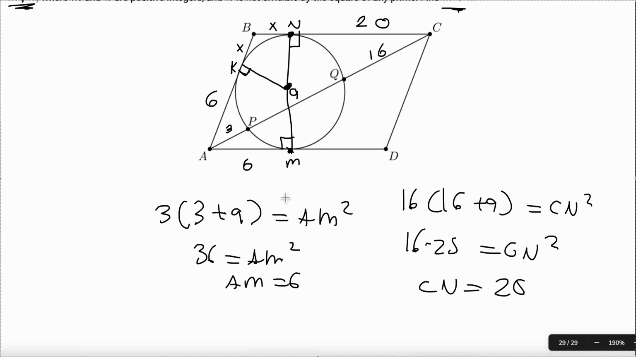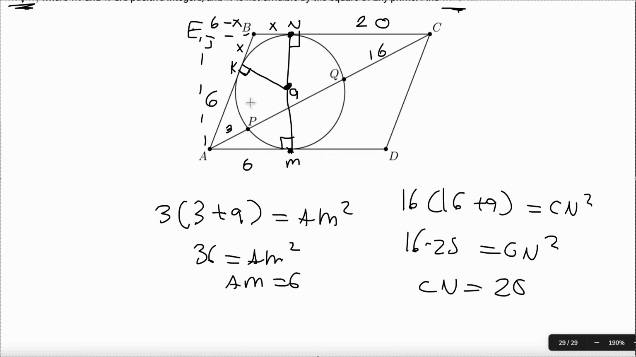But again, we're still stuck. The next thing I did was, if this is 6 and this is X, let's try extending this to form a right triangle. Let's call this point E, since I'm running out of points. BE here is going to be 6 minus X, because AMNE is a rectangle. We can find EA, and EA is really important because it's the height of the parallelogram. That's one step closer to finding the area, because the area is just the height times the base. So let's try to find the height.